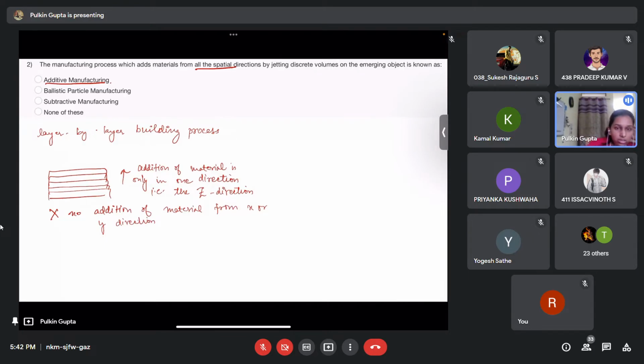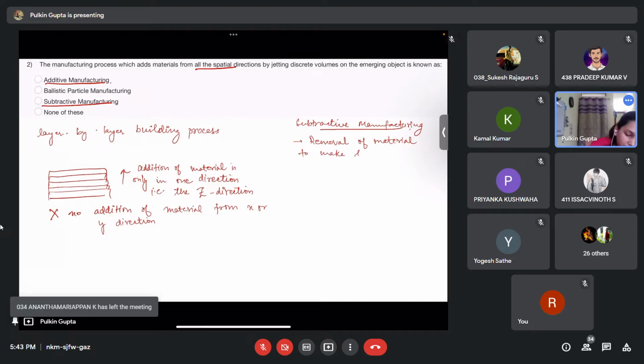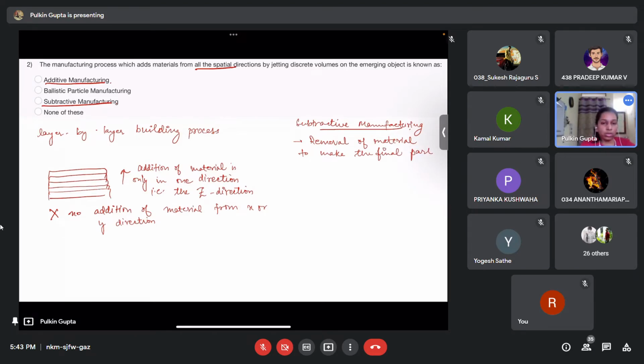Now, next, let us look at subtractive manufacturing. In this, there is no addition of material. In subtractive manufacturing, there is only removal of material to make the final part. So this is also not our answer.